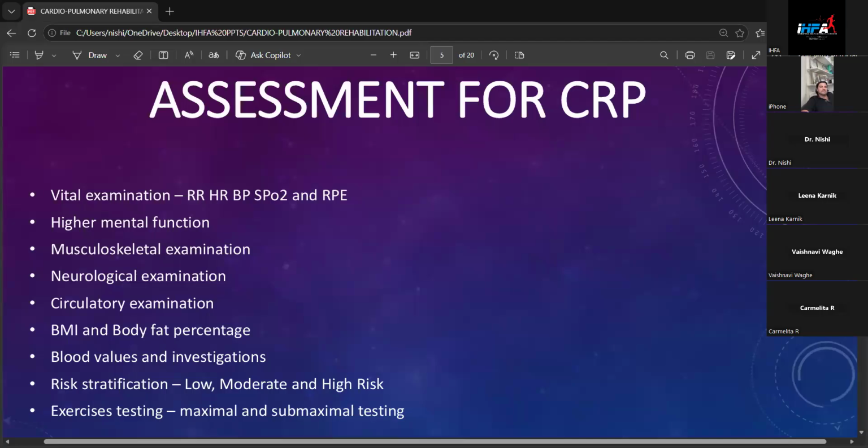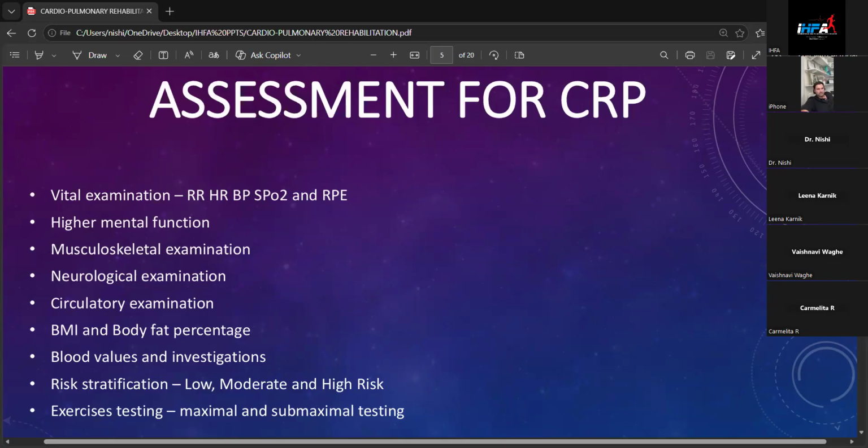Second, higher mental function. Many patients who come to ICU or IPD will come in with syncope. Suddenly, the heart supply is closed off and the person goes into syncope. So you have to see whether the person is alert, conscious, or not conscious. Many patients, because of a heart attack, can also have a stroke. So you have to check their alertness, their higher mental functions, and the cranial nerve assessment.